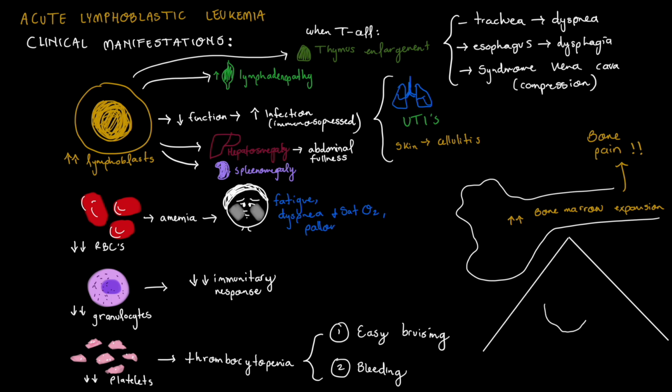These are the key points in the suspicion of leukemia. We're going to have pallor in your patient, the fatigue, of course, the dyspnea, the easy bruising in your patient, and also the bone pain. It's going to be a highly relevant sign in acute lymphoblastic leukemia.